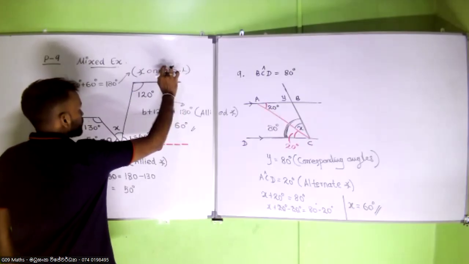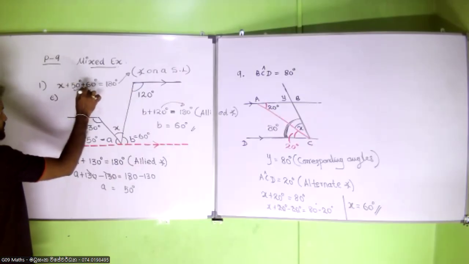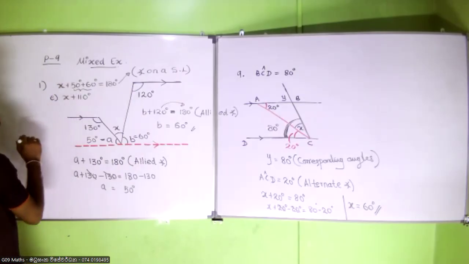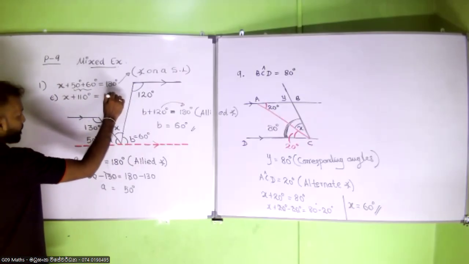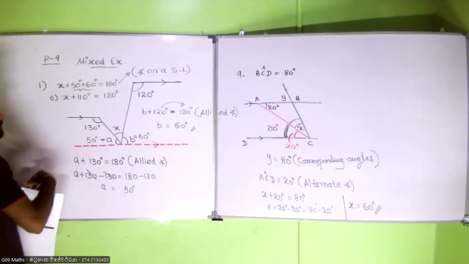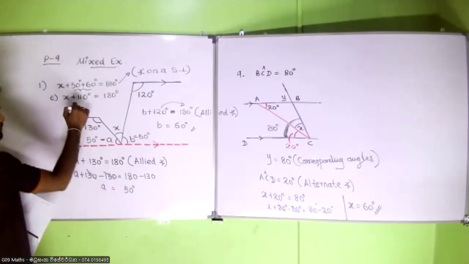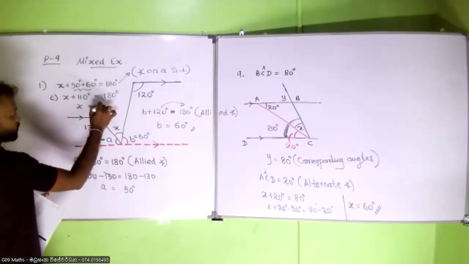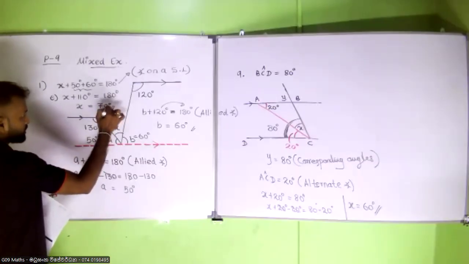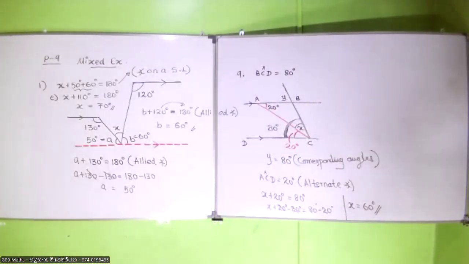You have to write it in full: sum of the angles on a straight line. So 50 plus 60 makes 110, and x plus 110 is equal to 180. Take 110 to the right hand side. So finally you will end up with x equal to 70 degrees. Very beautiful. That's right. Okay. Understood.